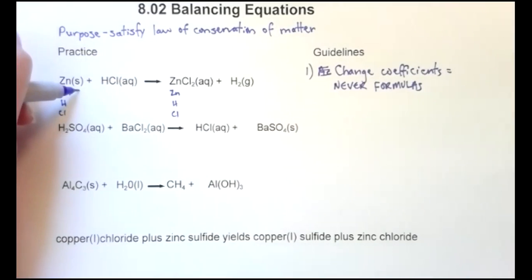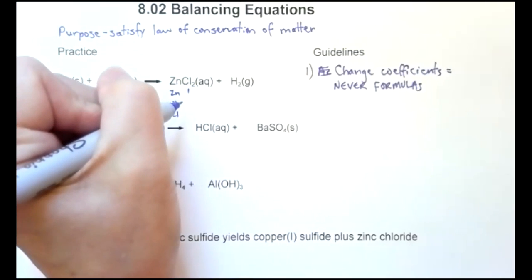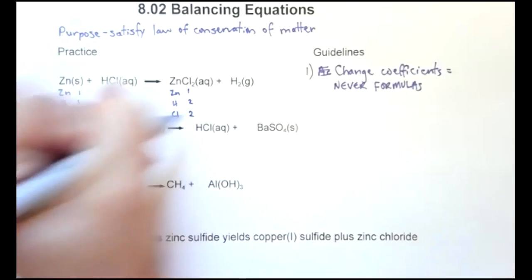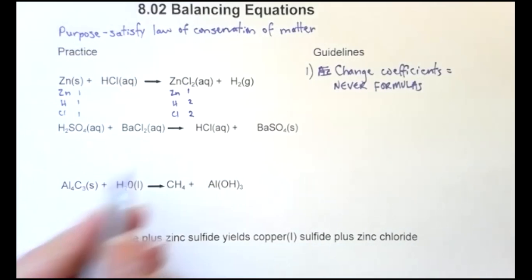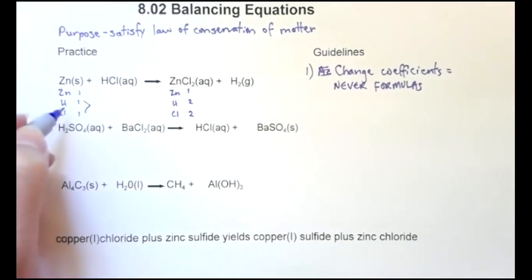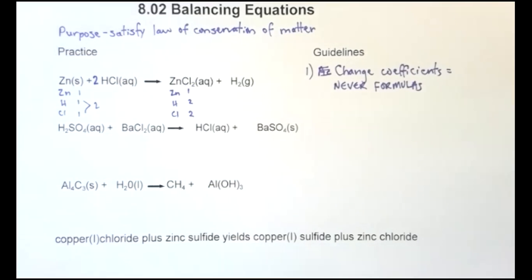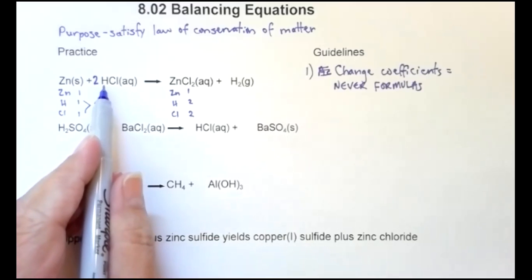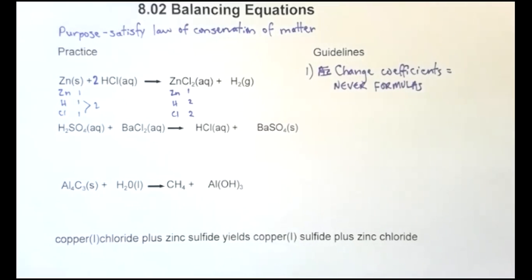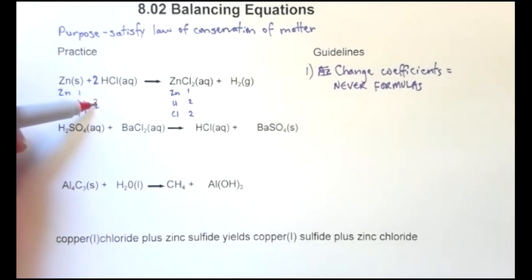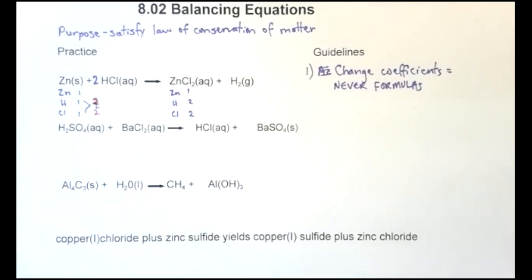So if I look on this side, I have 1 zinc, 1 hydrogen, and 1 chlorine. On this side, I have 1 zinc, 2 hydrogen, and 2 chlorine. So in order to balance this, I'm going to have to increase these to 2. Well, I can do that by adding a 2 in front of my hydrochloric acid. So if I do that, now my new numbers: I have 1 zinc, 2 hydrogen, and 2 chlorine. And that fixes my imbalance.